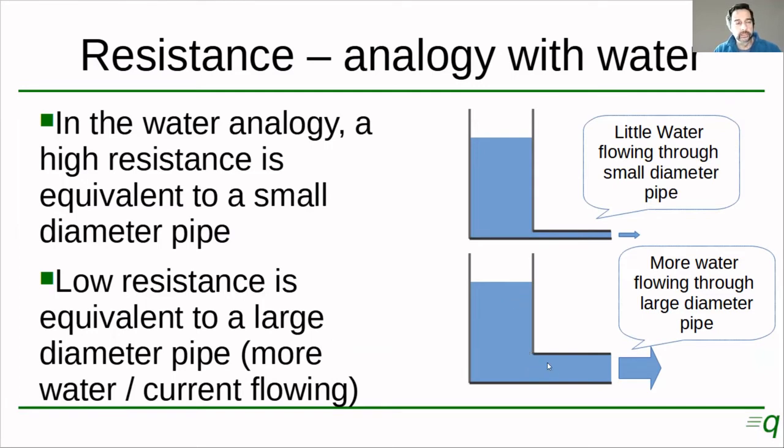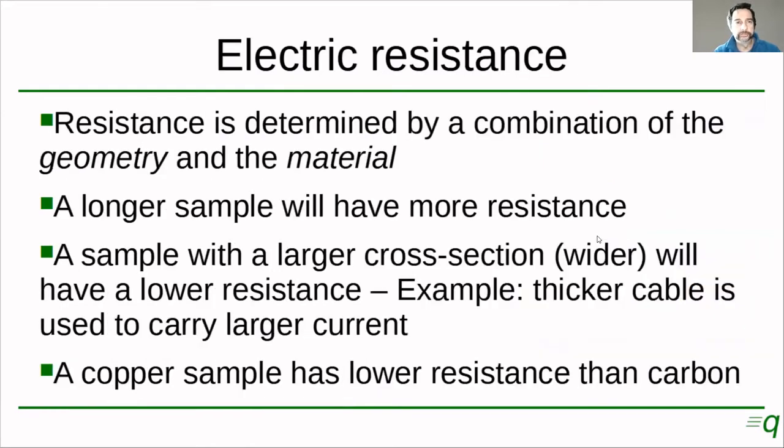Now, if we have the same tank, same height, same amount of water, and we have a bigger pipe connected here, the amount of water that's going to flow through this pipe is much larger. So this is the equivalent of a low resistance pipe that allows a lot of current to flow. And this is equivalent to a high resistance pipe that only allows very little water to flow.